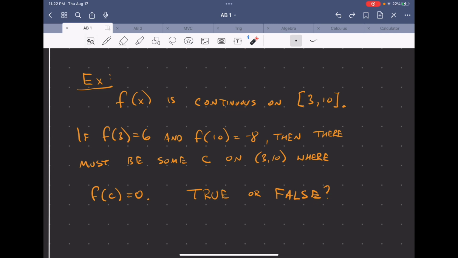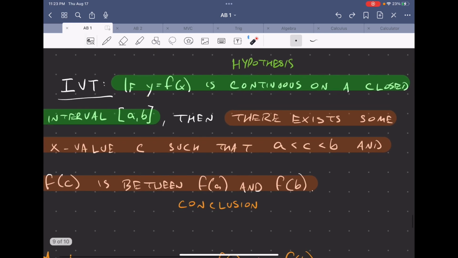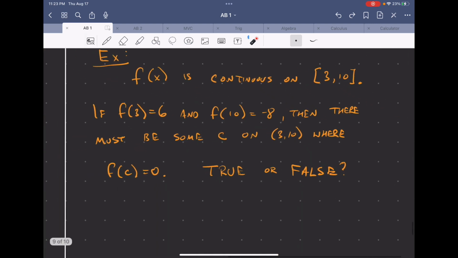Okay, did you get an answer? So we know that f of x is continuous on 3 to 10. So that's the hypothesis from the intermediate value theorem. And then let's look at the conclusion part. The conclusion part of the intermediate value theorem says that there exists some x value c such that c is between a and b, and f of c is between f of a and f of b.